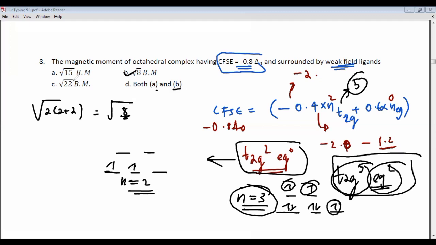And both A and B there is a choice. So let's check the B also, A also. If n is 3, root of 3 into 3 plus 2. Okay, that's fine, root 15. So both are possible. Okay, so choice is D. Clear?